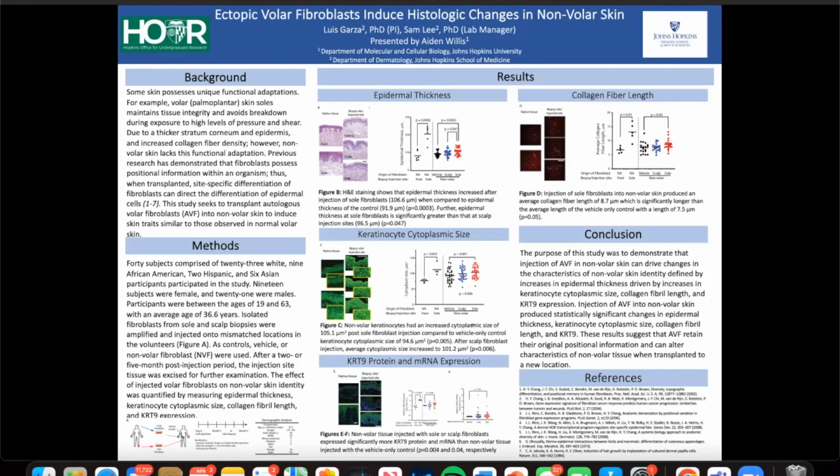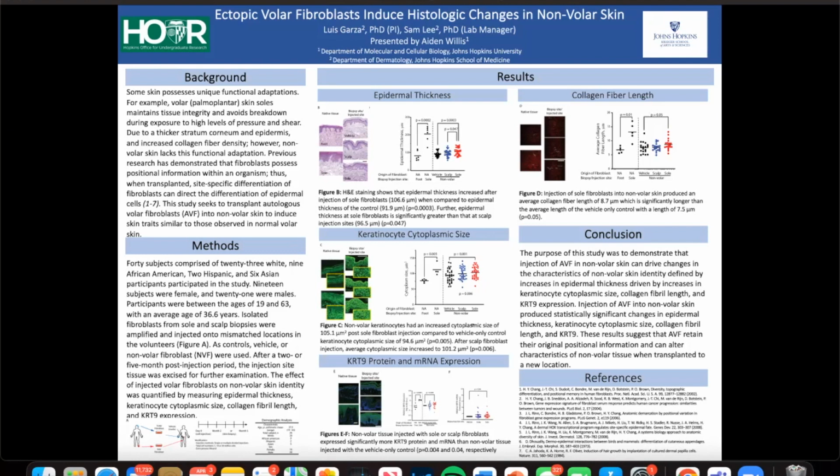Typically, when an amputation is performed, non-volar skin, that's the skin that's found across most of the body, is grafted over the amputation site. However, this skin is not particularly durable. Therefore, when the amputee uses a prosthetic, that non-volar skin experiences a great deal of pressure and shear that often results in chafing and degradation of skin at the amputation site.